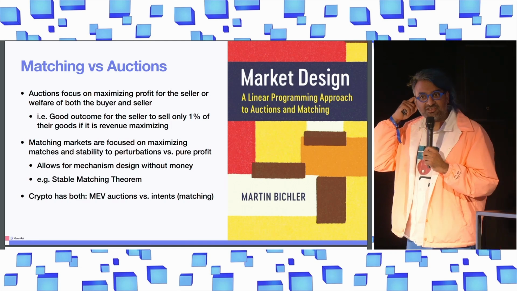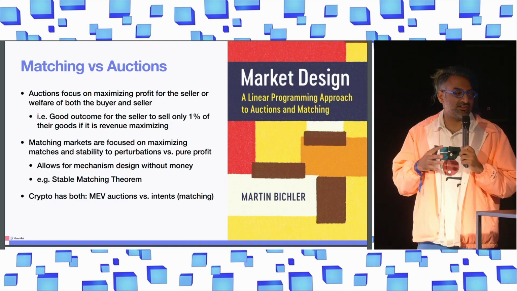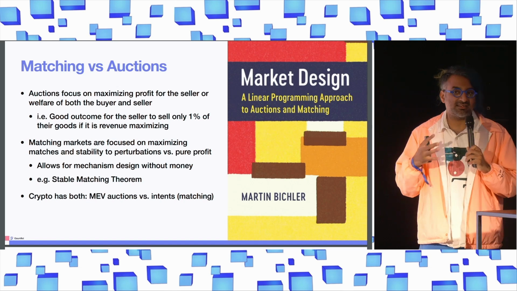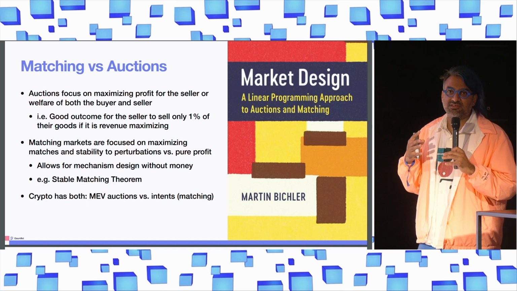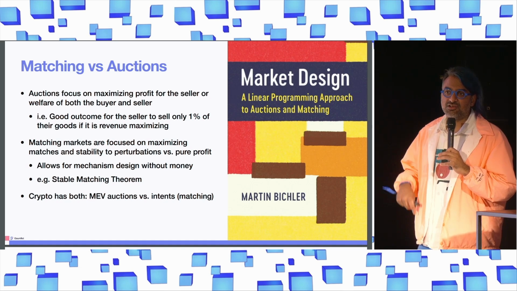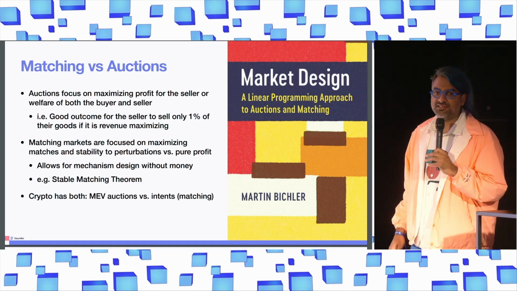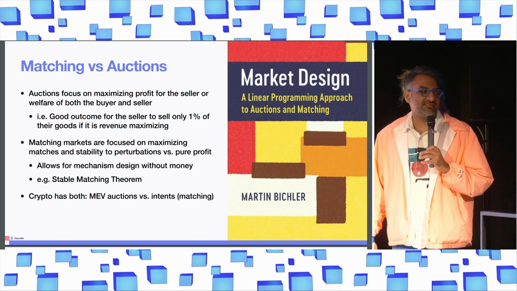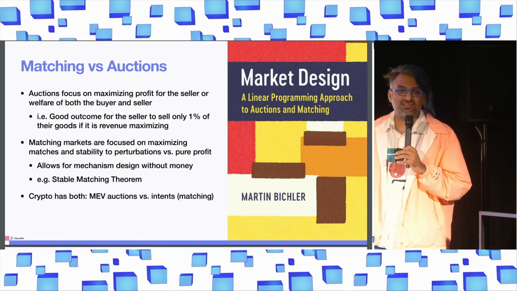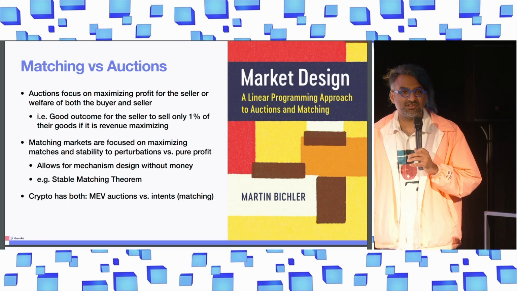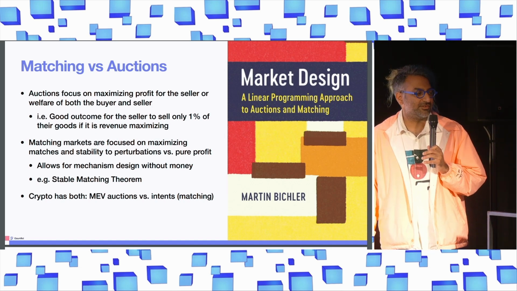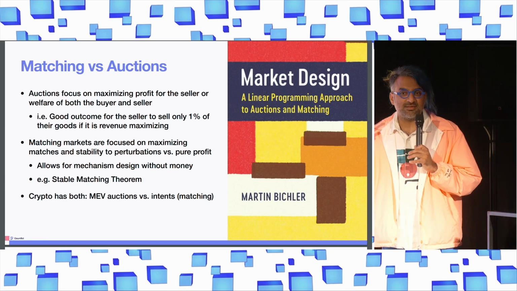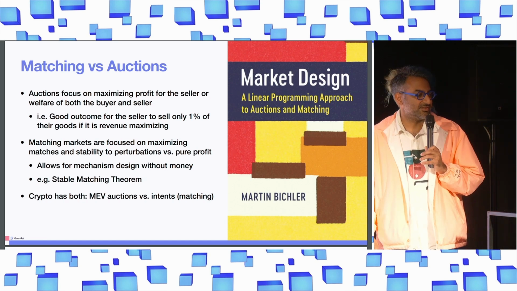So matching, again, is very different than auctions. Auctions are really about maximizing revenue, maximizing welfare. So if I go to an art auction, and there's someone who's bidding $10 million, and then that person is removed from the auction, and the next highest person is bidding $1 million, well, the auction has this 10x lowered revenue, right? It's sort of unstable to single individuals.